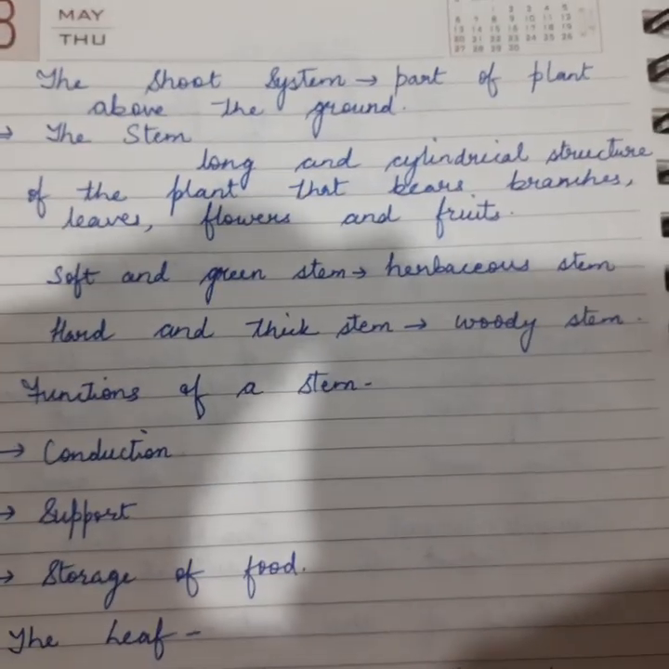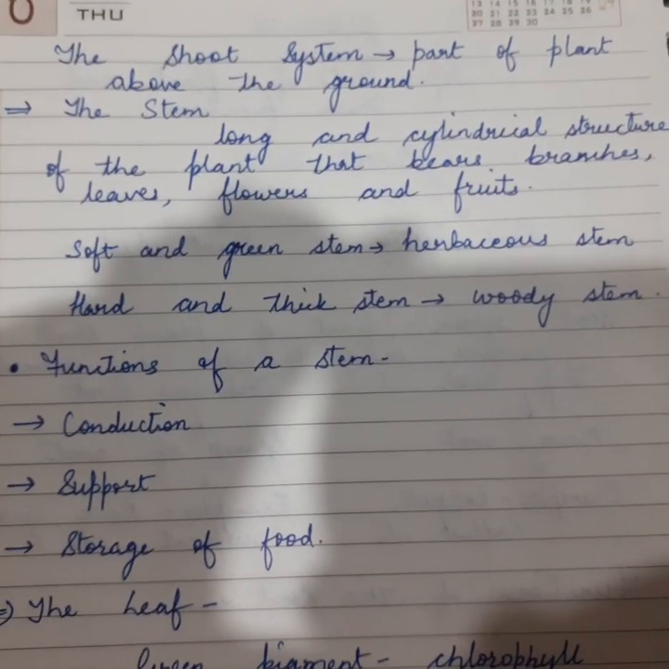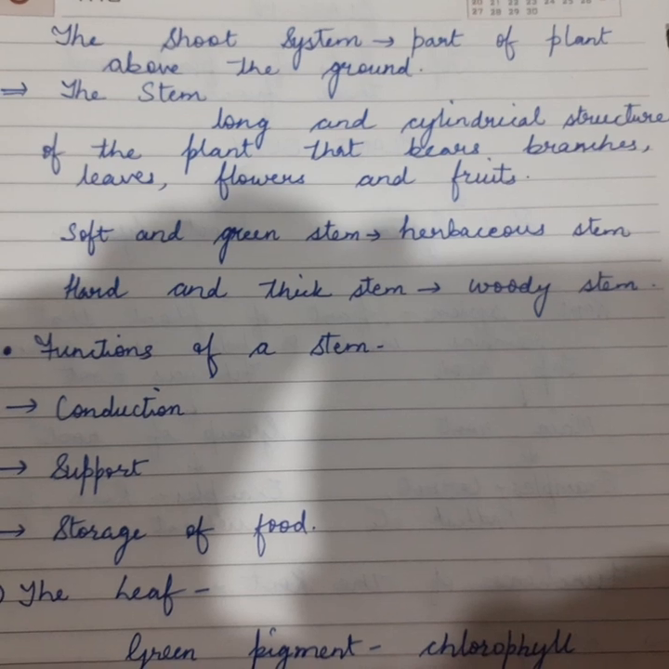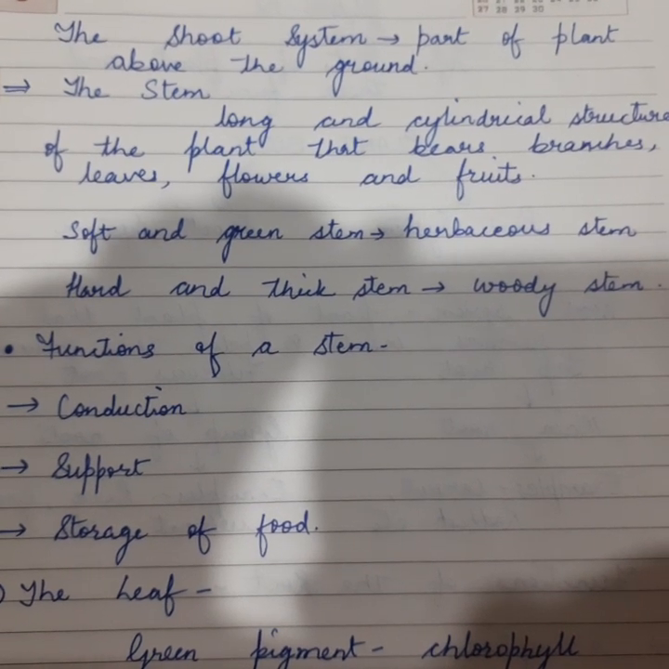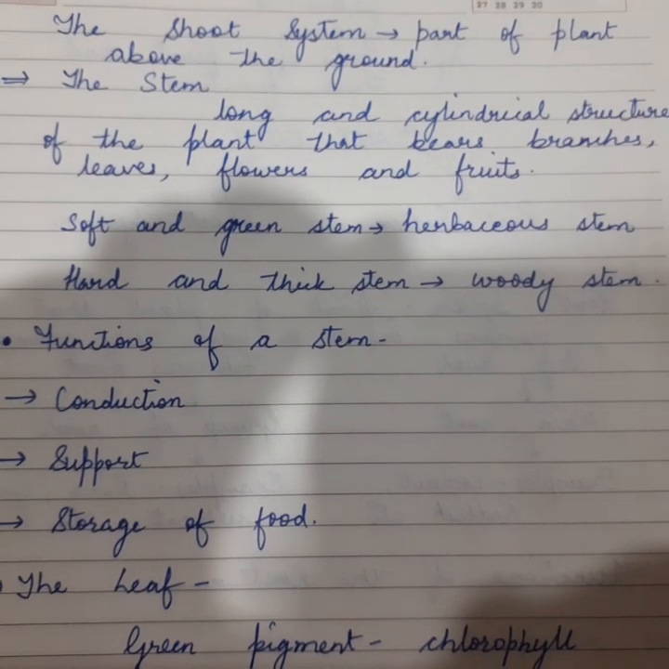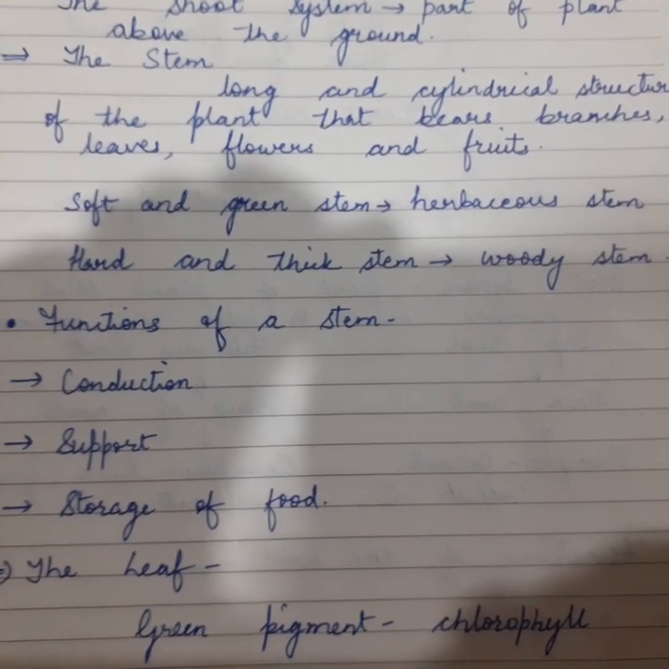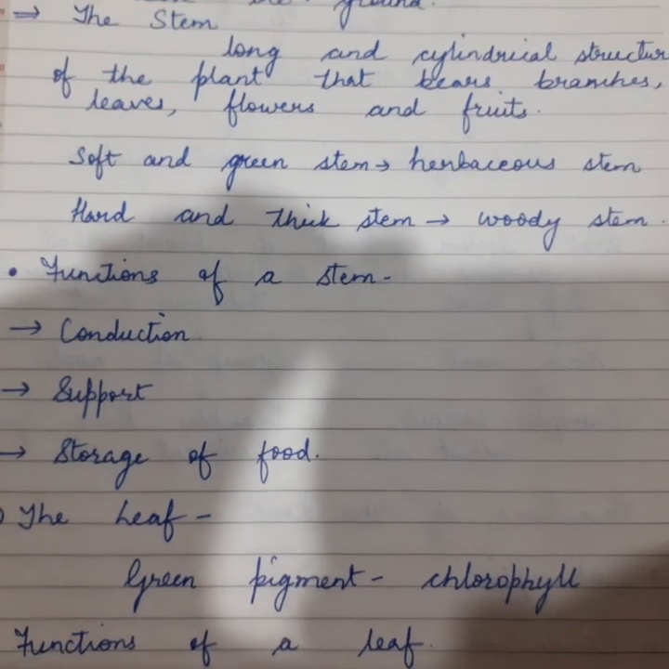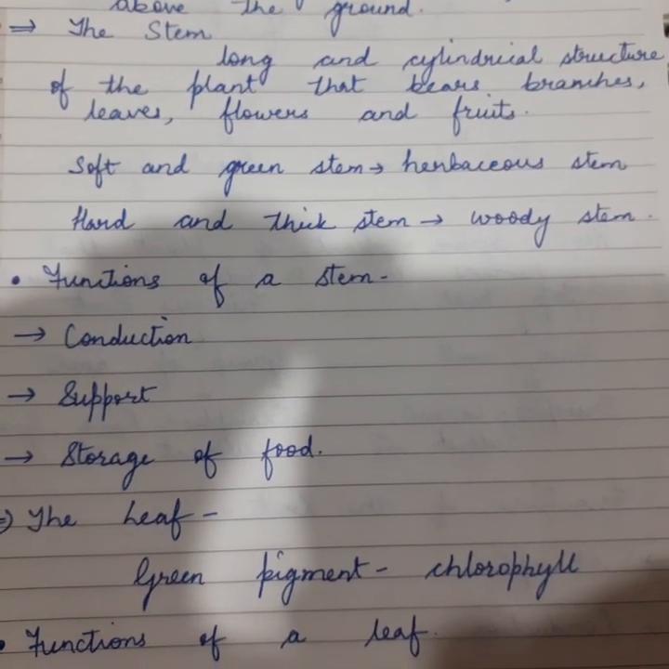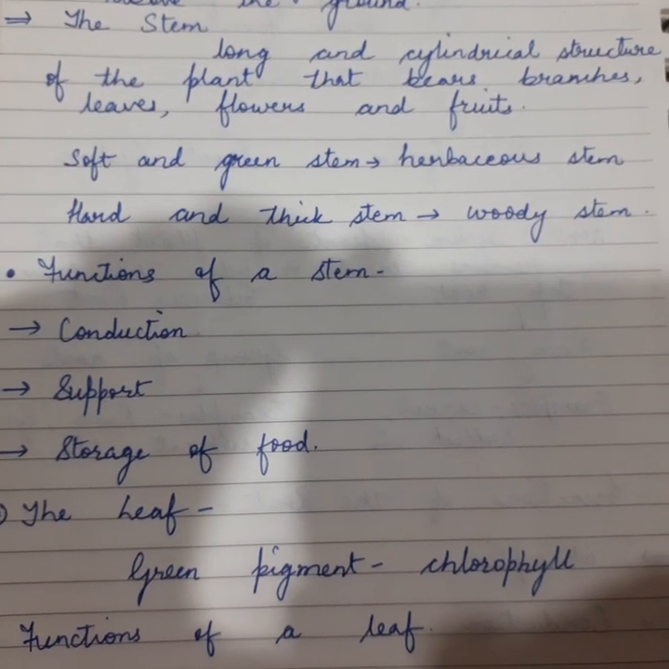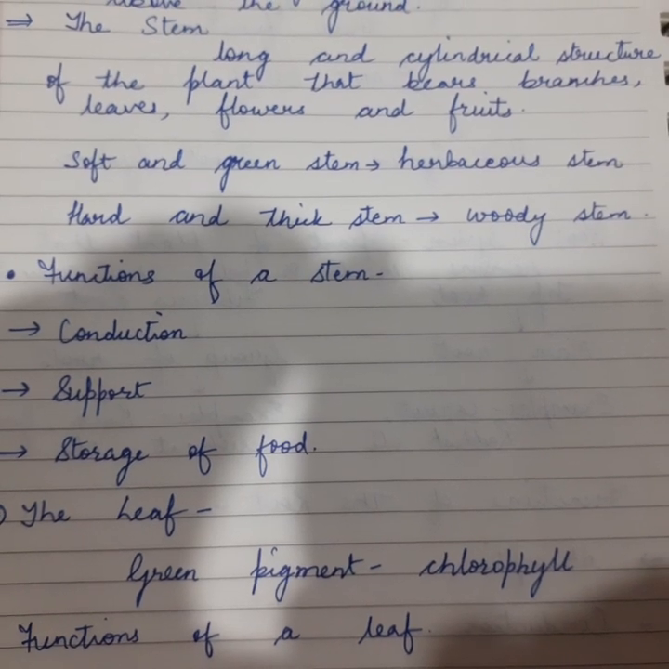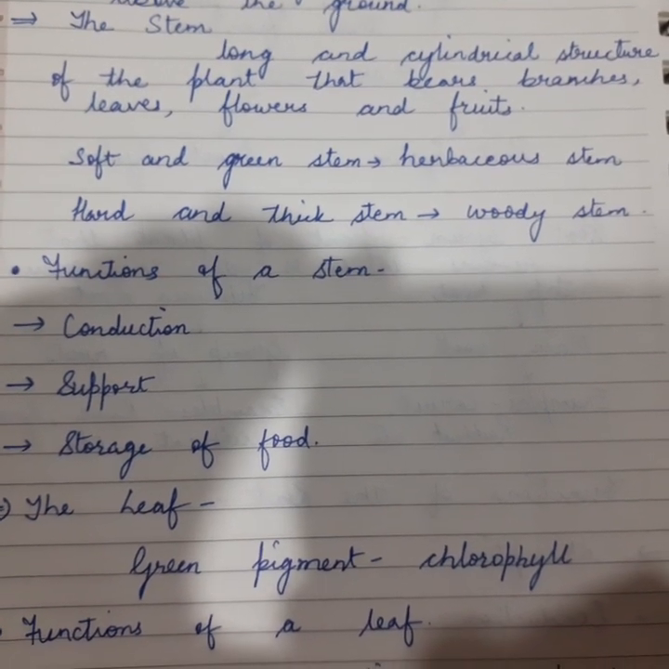Our next part of a plant is shoot system. Shoot system is a part of plant that remains above the ground. It bears many parts. First, we will discuss about the stem. Stem is the long and cylindrical structure of a plant that bears branches, leaves, flowers, and fruits.